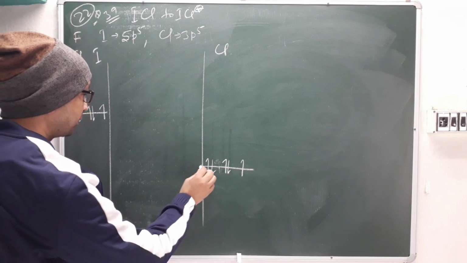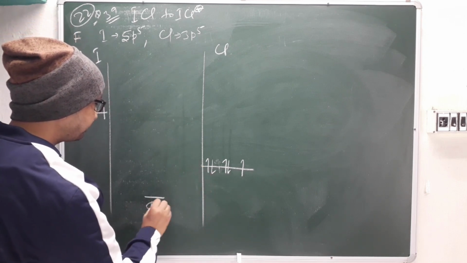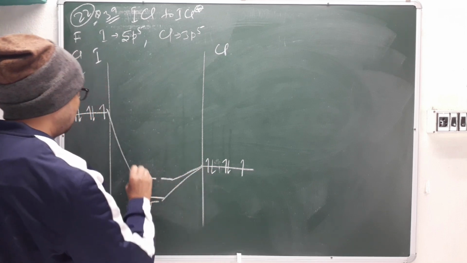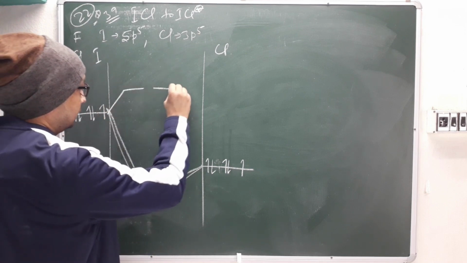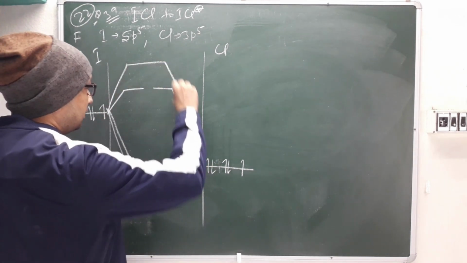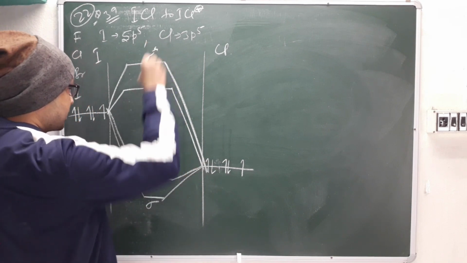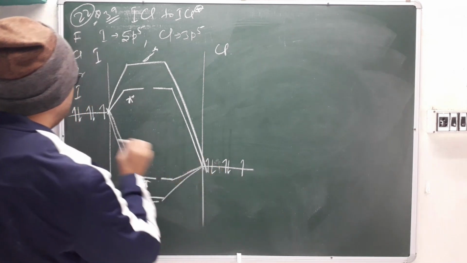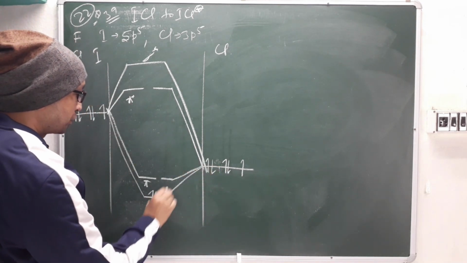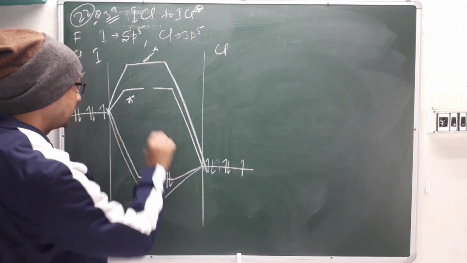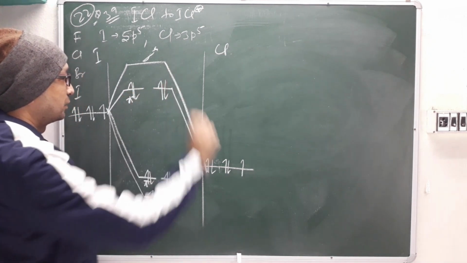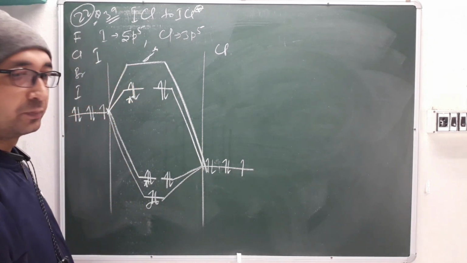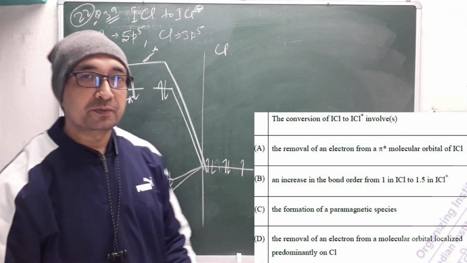Now, first we will see the sigma. This will be sigma, then pi, then pi star, then sigma star. Okay, so this is sigma, this is sigma star, these two are pi, these are pi star. Just fill it up: 5 and 5, so 10 electrons are there. 1, 2, 3, 4, 5, 6, 7, 8, 9, 10. So we have filled 10 electrons, right? Whether we calculate the bond order or go to the options, we'll just go to the options and see.